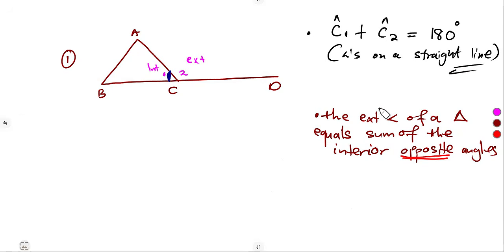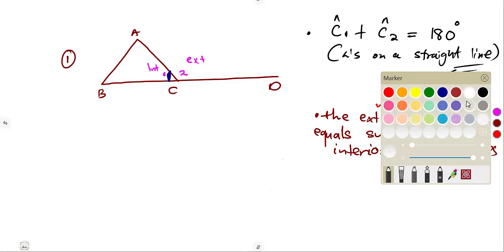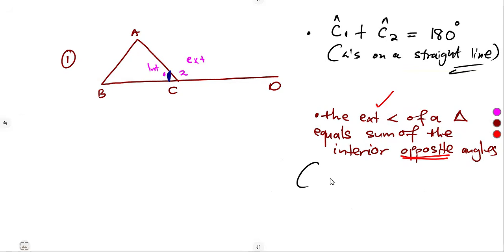What we see on the exterior, which is angle C2, must be equal to the sum of the opposite interior angles, A and B. So that's angle A plus angle B, just like that. This is our mathematical view.